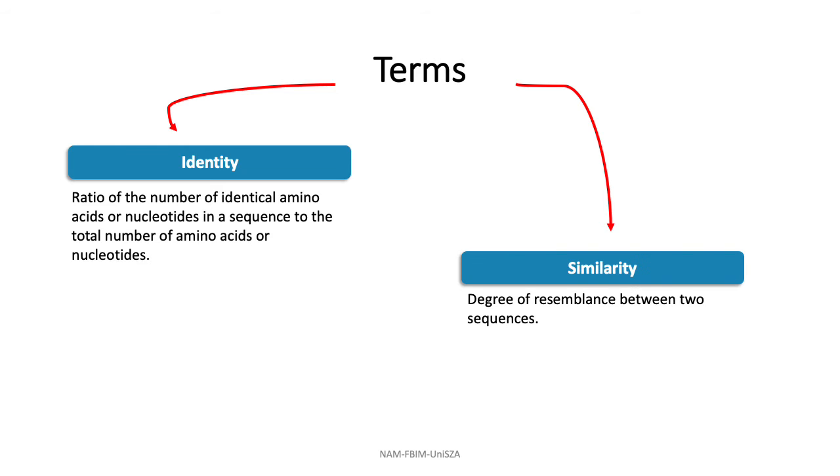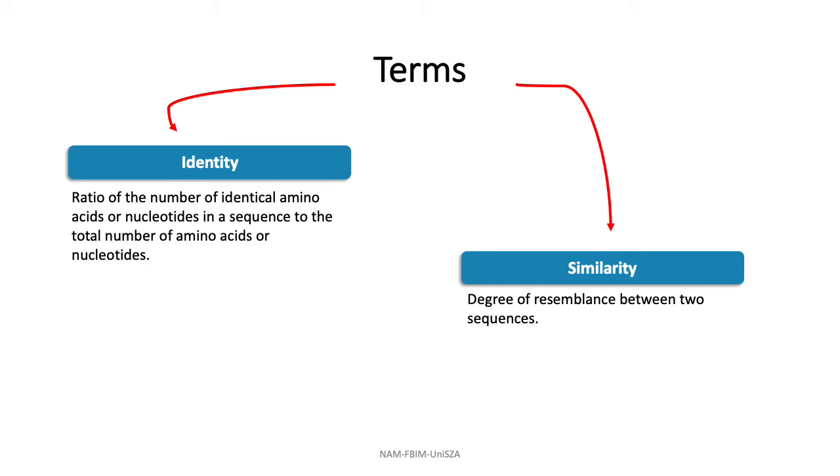The identity or similarity of two sequences is, however, quantifiable. Identity is the ratio of the number of identical amino acids or nucleotides in a sequence to the total number of amino acids or nucleotides, while similarity is the degree of resemblance between two sequences. Unlike identity, similarity is not as simple to calculate. Before similarity can be determined, the degree of similarity of the building blocks of sequences to each other must first be determined. This is done using similarity matrices that are also known as substitution or scoring matrices.